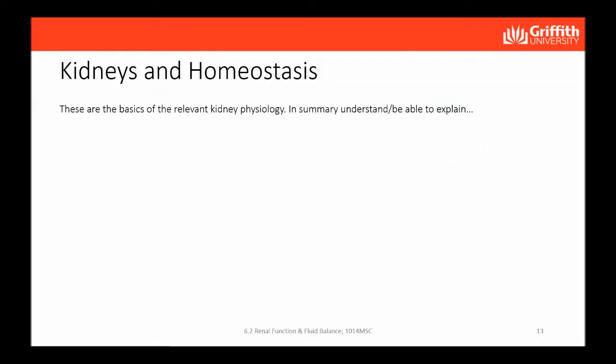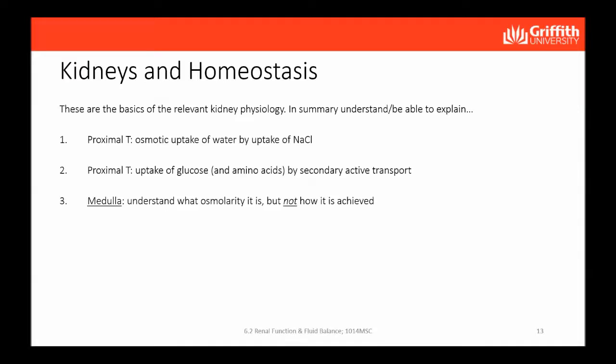These are some of the basics of the relevant kidney physiology. In summary, you should understand and be able to explain the following: that sodium, glucose, and amino acids are reabsorbed from the proximal convoluted tubule by active transport. Because of the reabsorption of solutes, a strong concentration gradient is created in the medulla, which allows the osmotic uptake of water. Anti-diuretic hormone allows water to be reabsorbed from the collecting duct by inserting aquaporins, and therefore maintaining the water balance.